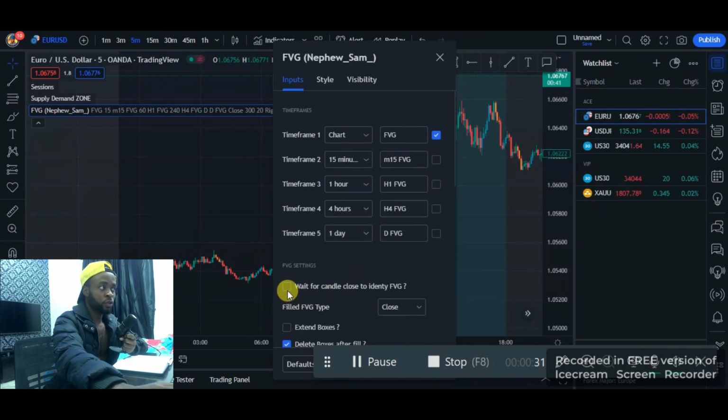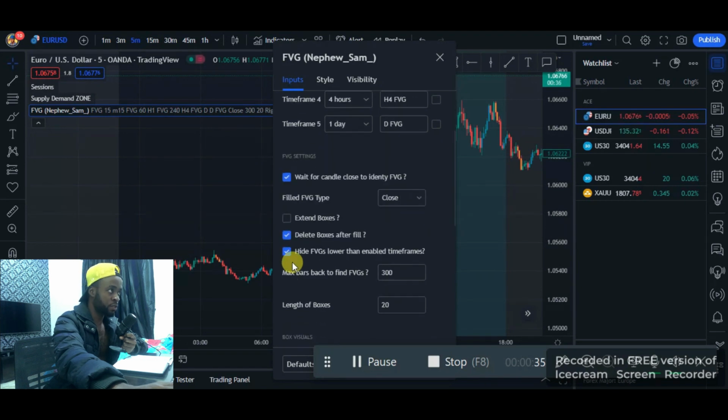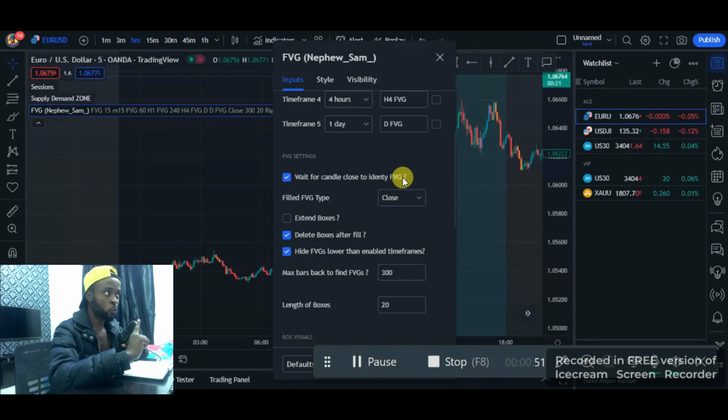For quick settings, you just want to turn on this feature called wait for candle close to identify FVG. You can see it right here. I prefer you use this so that you don't get fake FVG zones. And it's very important because there's a lot of fake outs in the market.